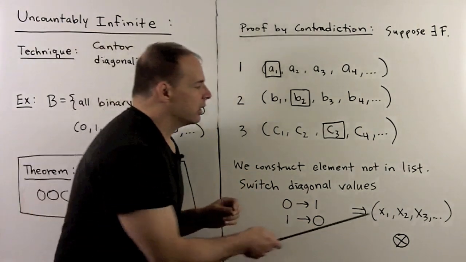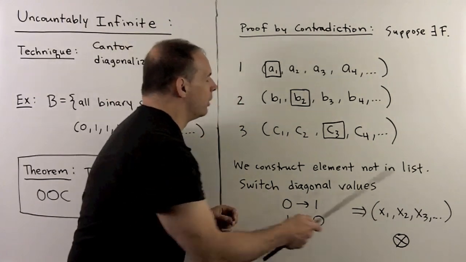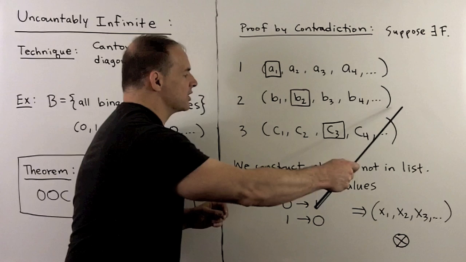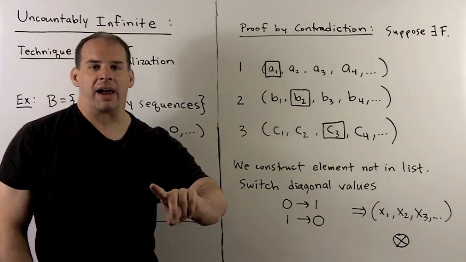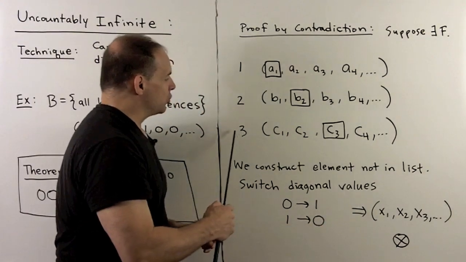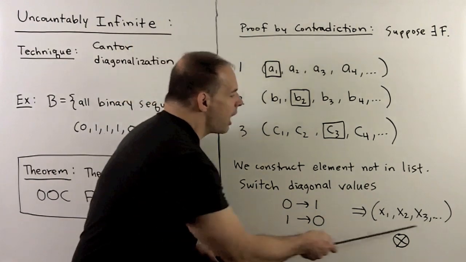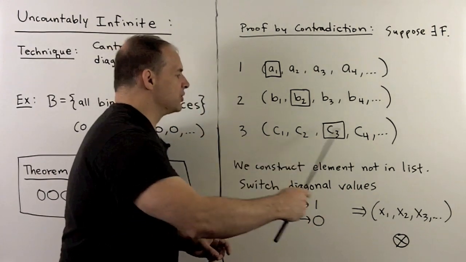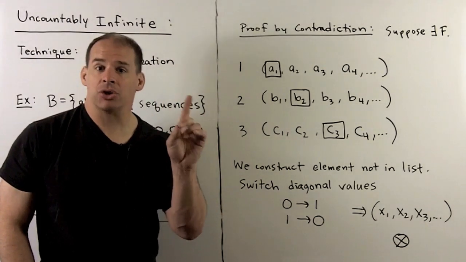No matter what happens otherwise in the sequence, this element will not be equal to the second element in the list, and so on. Now, as I run down the diagonal, I'm going to pick off entries that differ from the entries of each of these on the diagonal in the right spot. So this element will be equal to none of the elements in our list. I've produced an element that's not in the list. So, contradiction.